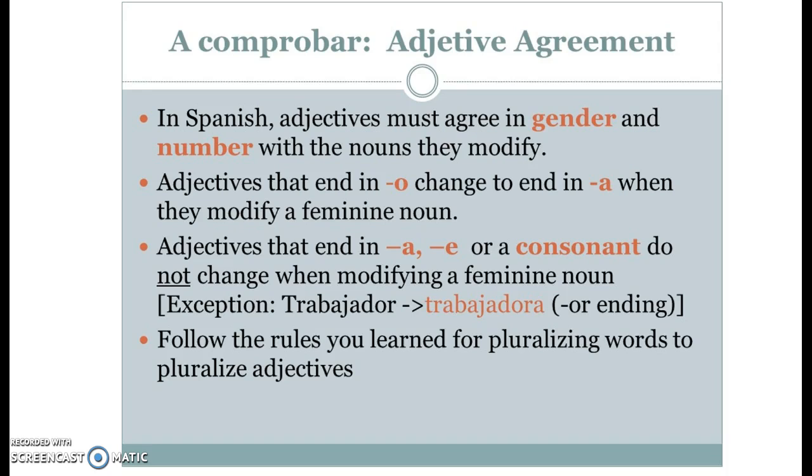Adjective agreement. In Spanish, adjectives must agree in gender and number with the nouns they modify. Can you name the rules for this particular agreement? Make sure to follow the rules you learned for pluralizing words to pluralize adjectives.